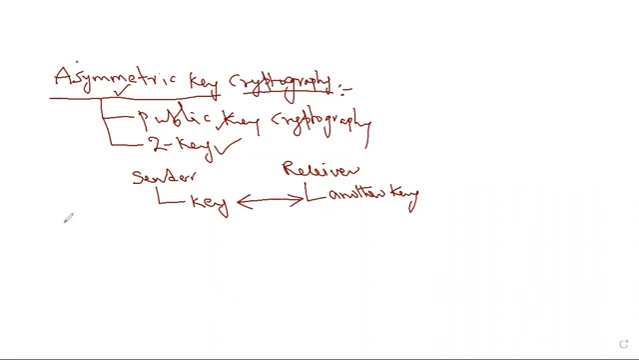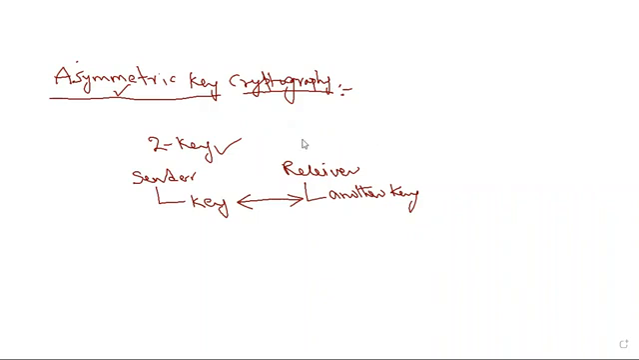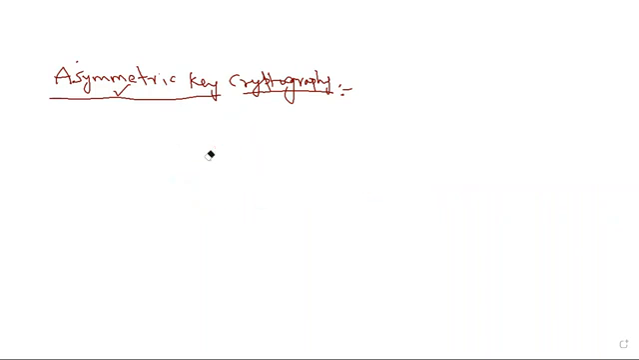Then I'll explain the essential steps for this particular cryptography. Every participant has to follow those steps in this public key cryptographic environment. Four important steps are required for asymmetric key cryptography.